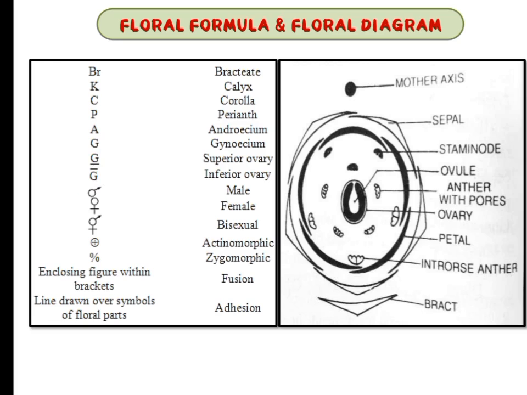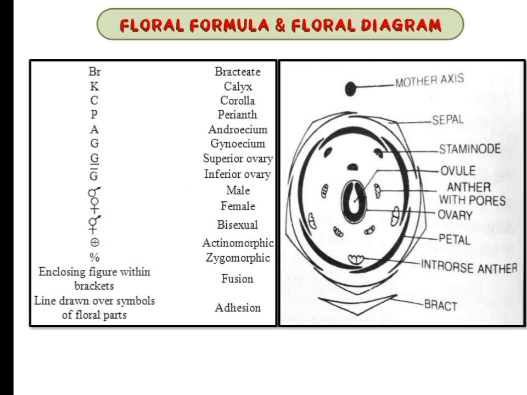Okay, then these things you already know, what we will use for male, what condition we will use for female, then what condition we will use for bisexual. Then actinomorphic. If the flower is actinomorphic, it means we can divide a flower into two equal halves by passing the plane through the central axis through any radial plane. Okay, so if we draw a circle and put a plus sign inside the circle, it represents actinomorphic.